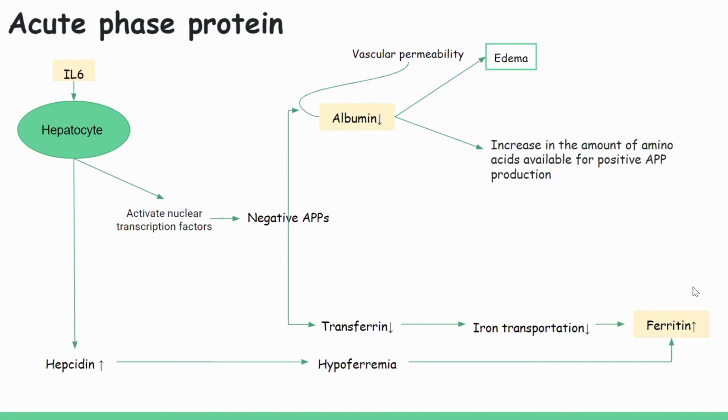Inflammation also can induce hepcidin production in the hepatocytes. Hepcidin is the regulator of iron metabolism that interacts with ferroportin. When hepcidin binds to ferroportin, it limits the iron availability for the virus.